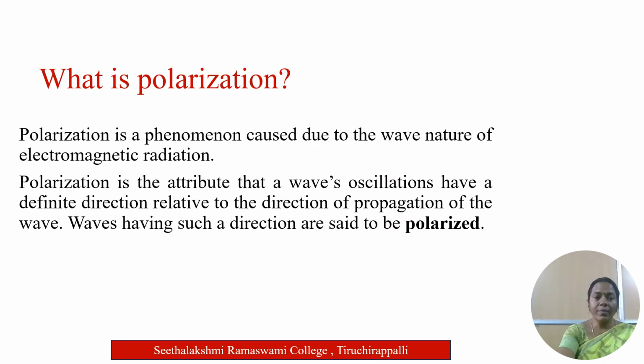Now, coming to the concept behind Polaroids, or polarization. Polarization is a phenomenon caused by the wave nature of electromagnetic radiation. Polarization is the attribute that wave oscillations have a definite direction. They have a selected orientation related to the direction of propagation of the wave. So these polarized waves have directions confined to a single plane. Such waves are called plane polarized waves. And this phenomenon of waves having such a direction is said to be polarization.